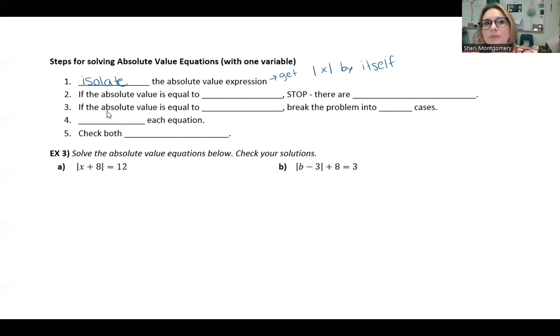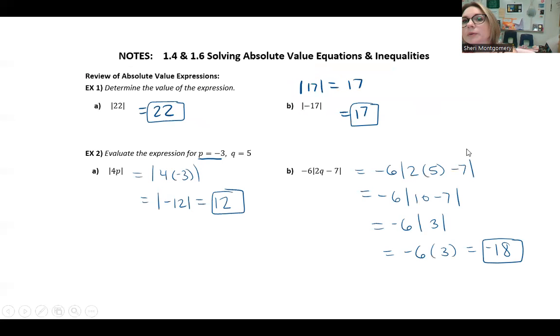The next step. If the absolute value is equal to, and this is really important, some of you will work out problems and you'll wish that you had remembered this step. If the absolute value is equal to a negative number, stop. Stop if the absolute value is equal to a negative number, because it can't. And you just proved that to me up here.